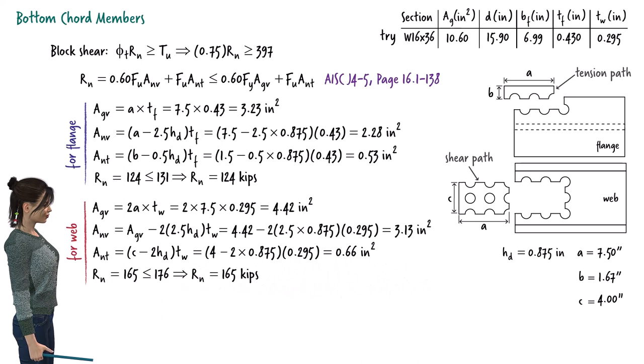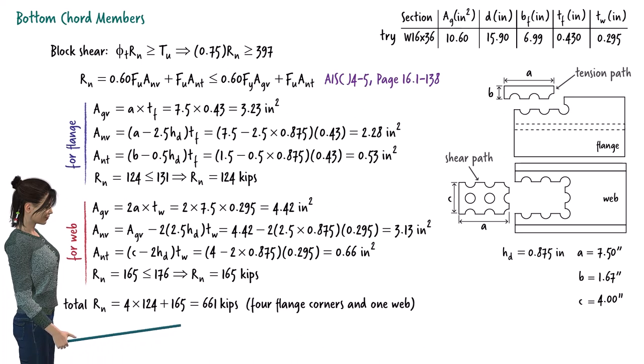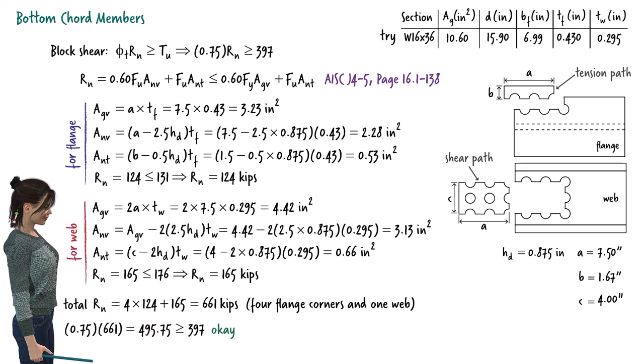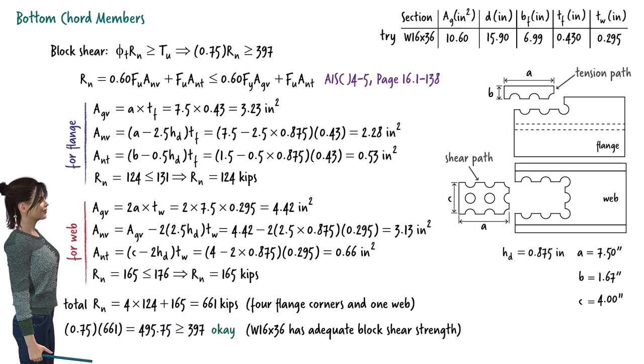Since there are 4 flange corners at each end of the member, the total nominal block shear strength equals the following. Therefore, the design block shear strength for W16/36 equals 495.75 kips. Since this value is greater than the tensile force in the member, we can conclude that the section has adequate strength for resisting block shear failure. Let's see if W16/36 satisfies the slenderness ratio condition.